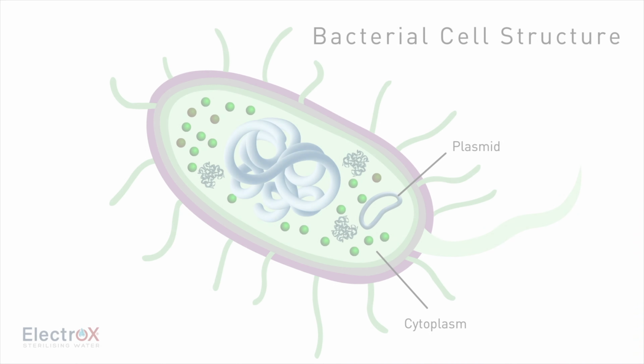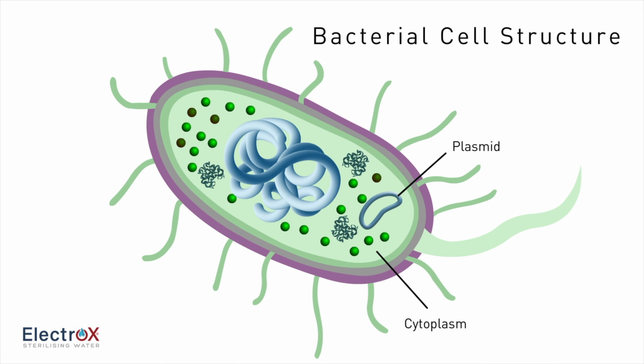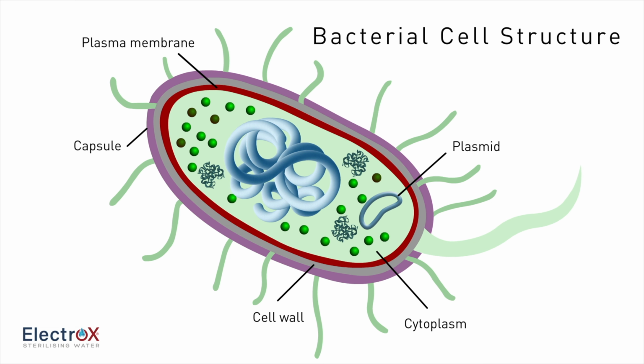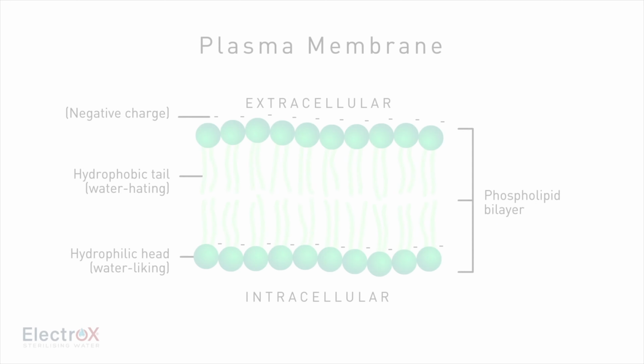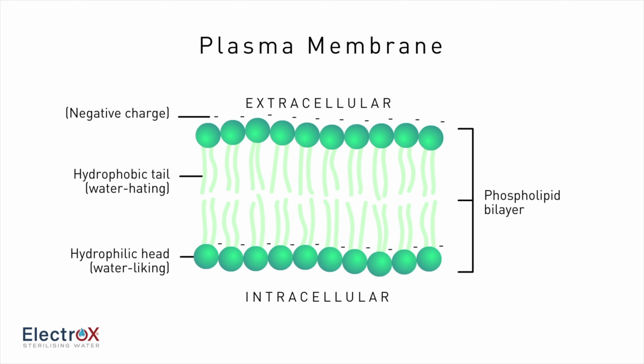Here is a diagram of a bacterial cell showing the capsule, cell wall, plasma membrane, flagellum, pili, proteins, nucleoid, and ribosomes. The important structure to note is the plasma membrane, which is made up of a phospholipid bilayer built of hydrophilic, negatively charged heads and hydrophobic tails, arranged in a double bilayer structure.